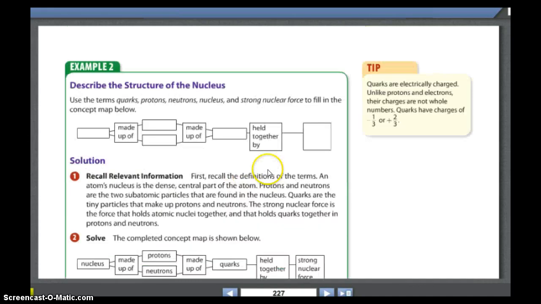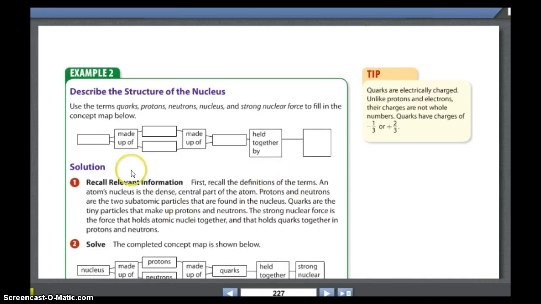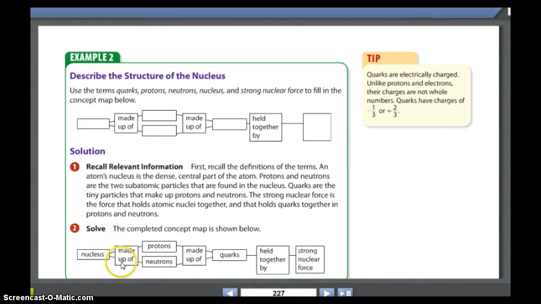Describe the structure of the nucleus. Use the terms quarks, protons, neutrons, nucleus, strong nuclear force to fill in the concept map. So hit pause, see if you can do it. And then, of course, the nucleus is made up of protons and neutrons, which are made up of quarks, which are held together by the strong nuclear force.